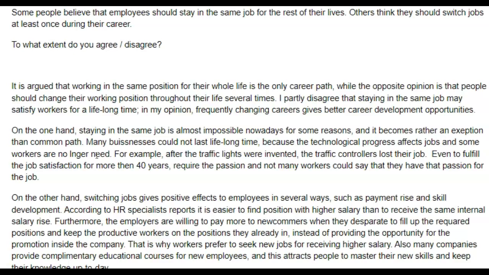So maybe you want to be a little more careful with the way you word your position, because the way you word your position really needs to be a mirror. It needs to be a reflection of what you do in your body paragraphs.